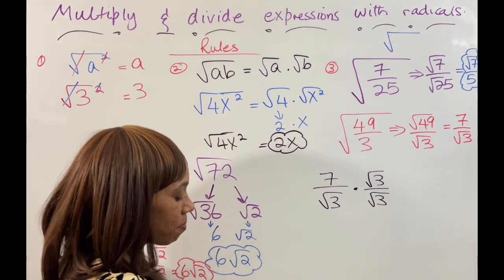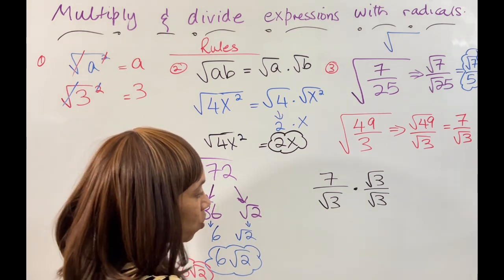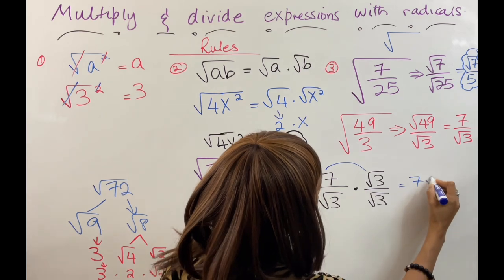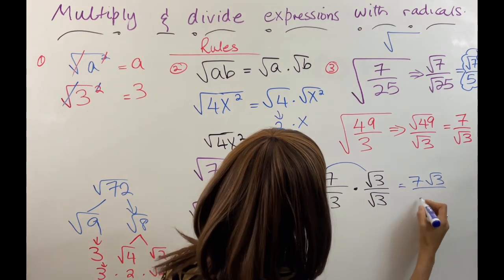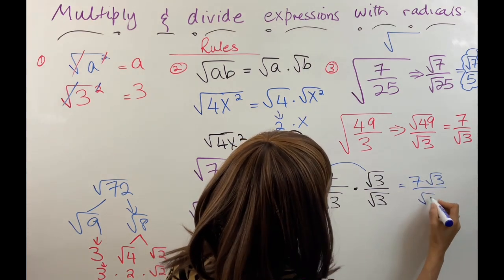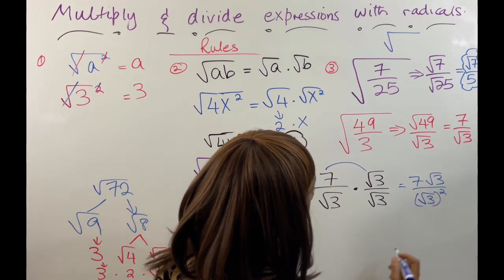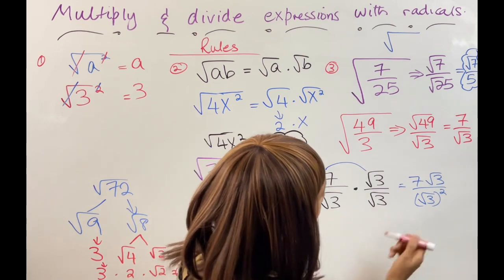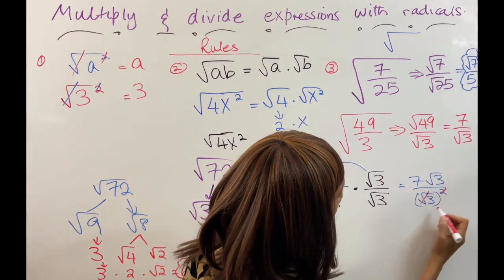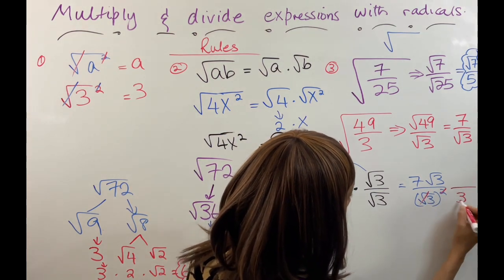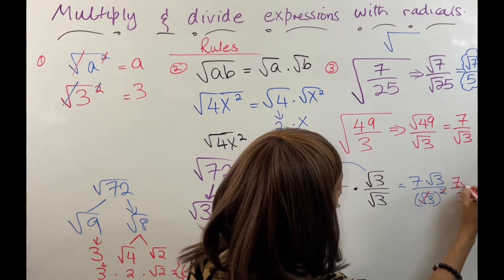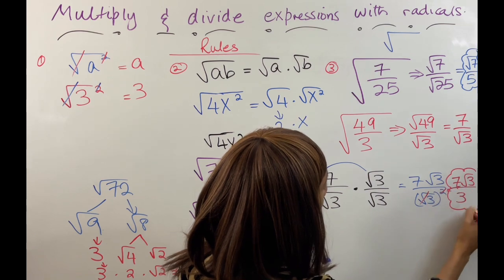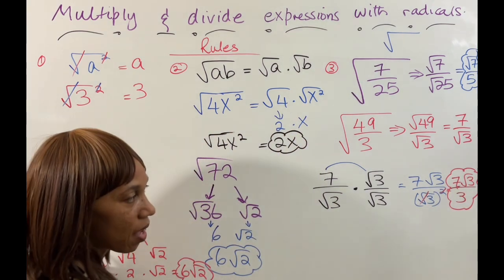So with this in mind, what we're going to do next is multiply across. So this is going to be 7 radical 3 over radical 3 to the second power. Now we will notice from this that we can simply cancel that out, which is going to be 3. But then we have the 7 radical 3 at the top, and this is going to be your final answer. Okay?